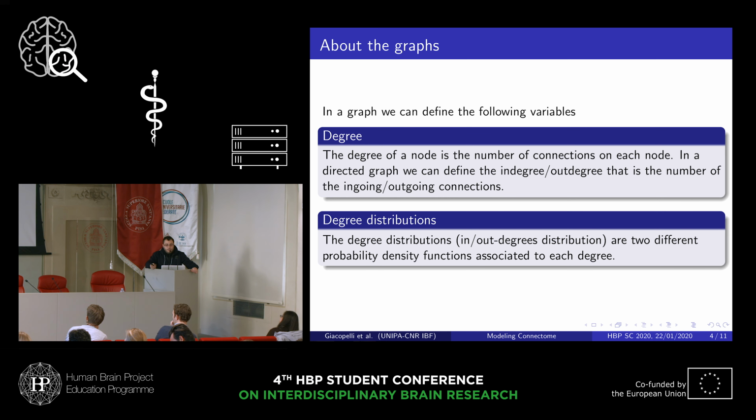There are two main variables when we talk about graphs, or random graphs in particular. The first one is the degree, which is the number of connections of a node. It can be the in-degree, that is incoming connections, or the out-degree, which represents the number of outgoing connections. To each degree set, we can associate a probability distribution. They are the degree distributions of a graph. We can distinguish the in-degree distribution and the out-degree distribution.